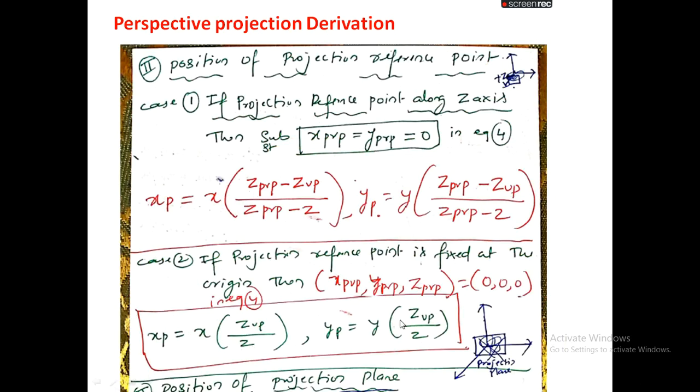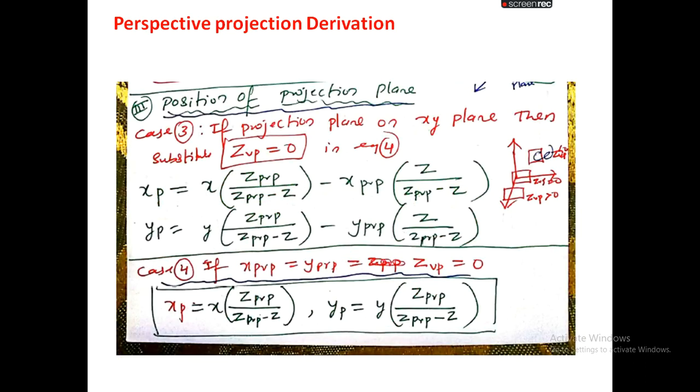If you substitute this, then you will get the formula for xp and yp. This case 2 indicates we kept the projection reference point at the origin. So if you place the projection reference point at the origin, this is the equation you need to remember. Next we'll see case 3.